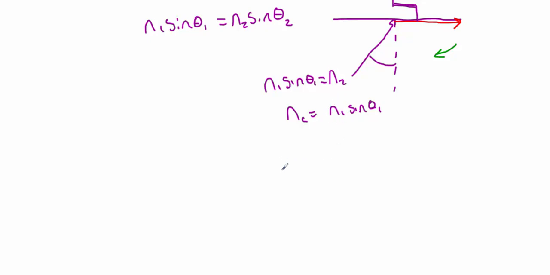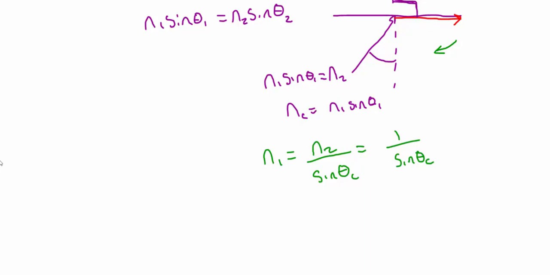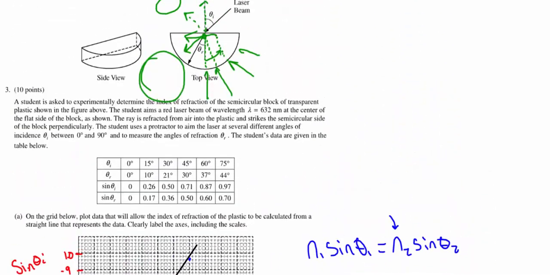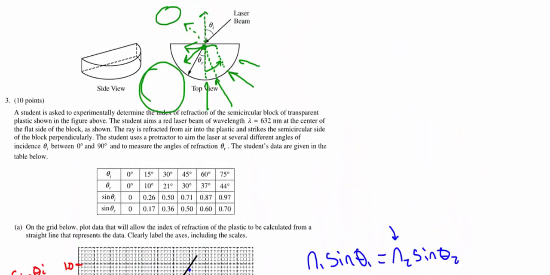So you will need to indicate that the index of the medium that we're looking for will be equal to the index of the medium in which it is going to, divided by the sine of the angle that you just measured, which is the critical angle. Well, since n2 is air, it's simply going to be 1 divided by sine of the critical angle. And that is it. That completes number 3 for the 2013 AP Physics exam.